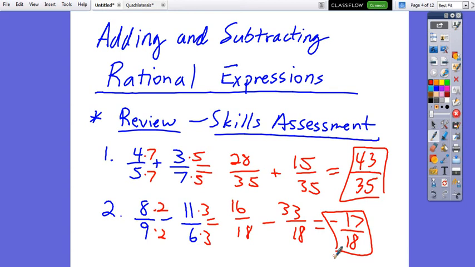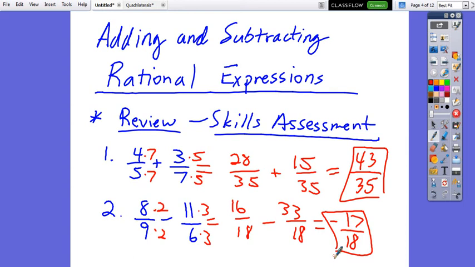Okay? So there you go. It's not complicated, but this is what is required. This is the basics of what is required in order for us to add and subtract rational expressions when the denominators are not the same. If the denominators are the same, it makes it easier.